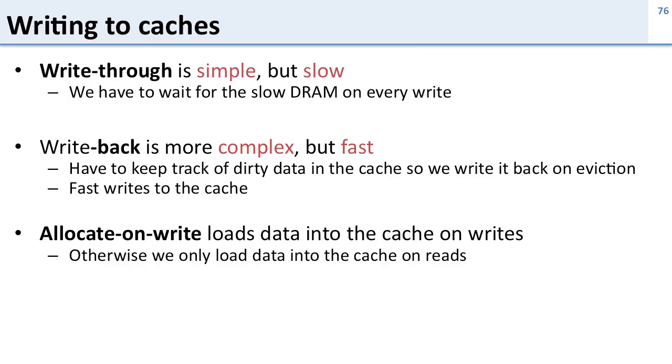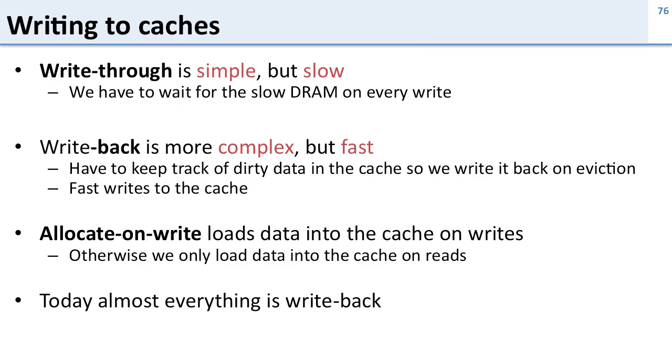We saw allocate on write as well, which loads the data into the cache when we do a write. And this is a benefit because of temporal locality. If we've just written to data, we're very likely going to use the data near it in the near future. So today, almost everything is write back because of performance.